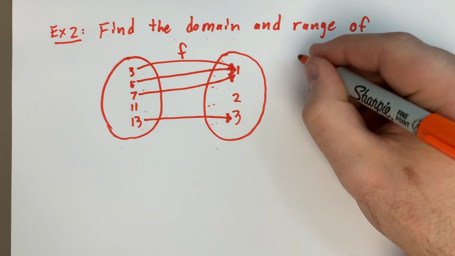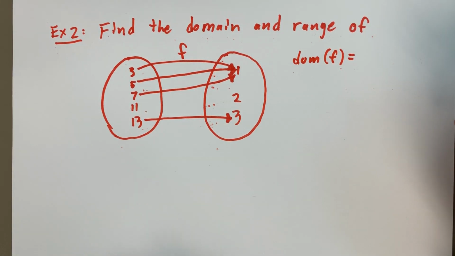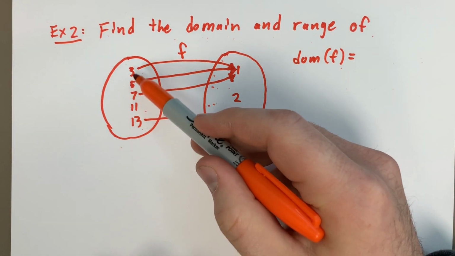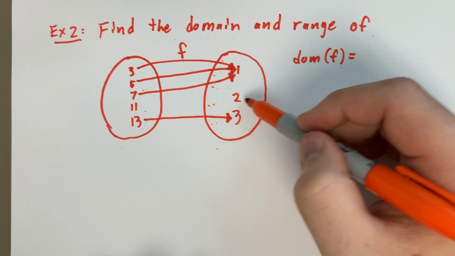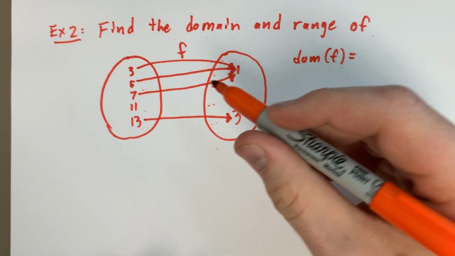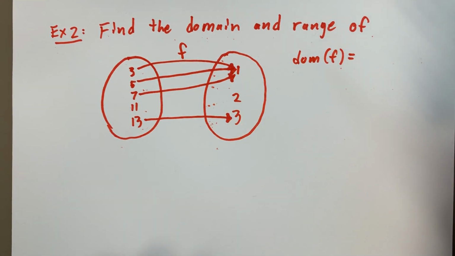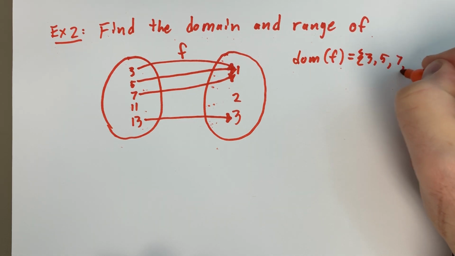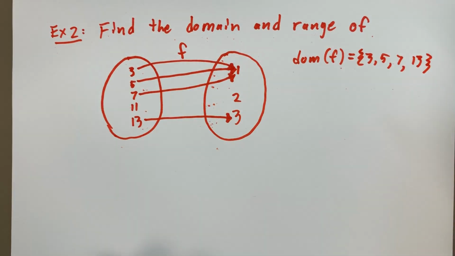It is a function, so what's the domain? Domain of f. Remember, the domain of a function is the set of all things that I can plug into my function and get something out. So in this case, what are the things that I can plug in? Or that is, what are the things that have an arrow coming out of them that give me some output over here in the codomain space? In this case, I have 3, 5, and 7 all mapped to something. 11 maps to nothing. So our domain is 3, 5, 7, and 13. Not including 11, because 11 doesn't go anywhere.